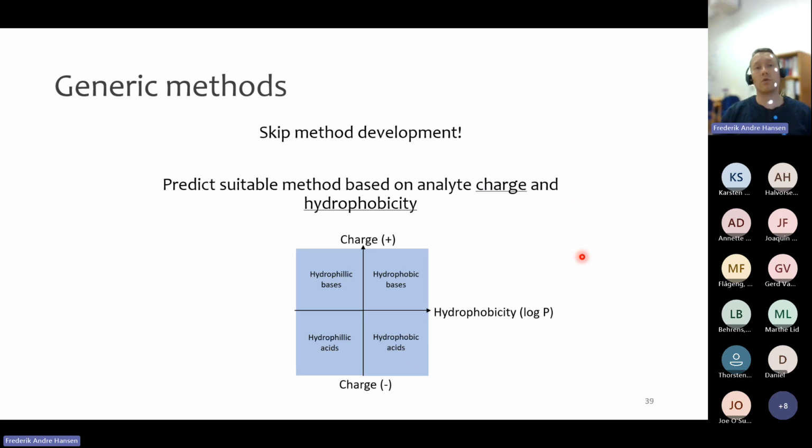We have, however, also developed a number of generic methods, which are intended to allow you to skip the method development if you can find a generic method that matches the hydrophobicity and charge of your substance. The idea here is that you find out, is my substance positive or negative, and what is the log P, and then you will see that it fits within one of these quadrants. And then we have different generic methods that target different quadrants.